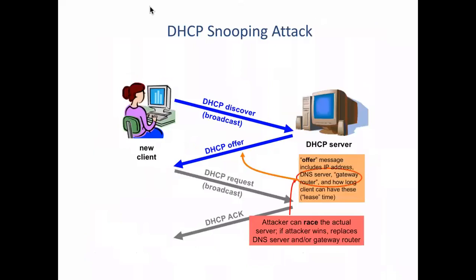The second is called a snooping attack. Snooping means that the attacker is looking at all the data that Alice is sending and that the DHCP server is sending. Alice will send a request, and the attacker will see that a particular MAC address is requesting IP addresses and other parameters. Assuming the attacker is a man in the middle, what can he do?